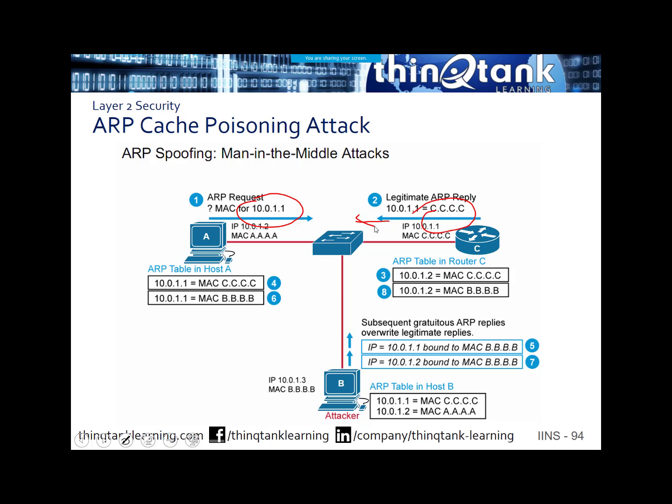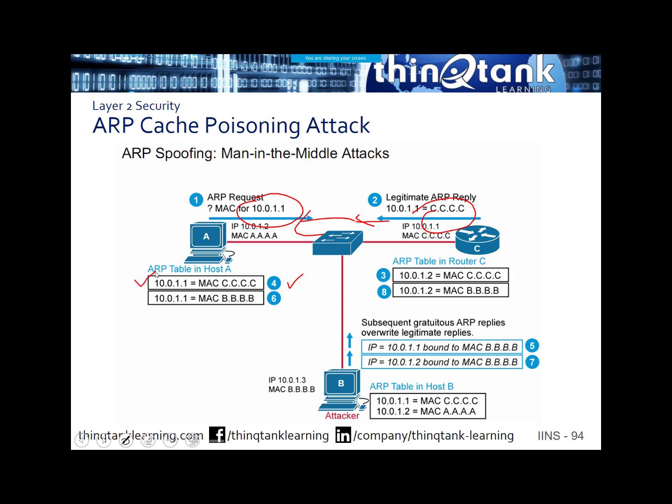There's an IP to MAC binding here. That's very important to understand. The switch is not really looking at that IP to MAC binding to verify that it's correct. It's just going to forward that ARP reply back to the client, and then the client is going to update the ARP cache with the appropriate information.